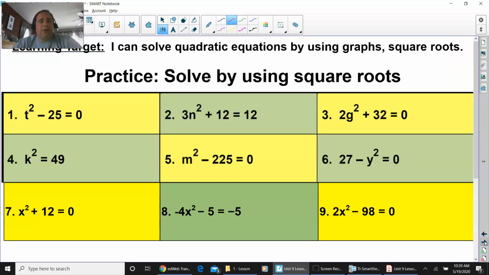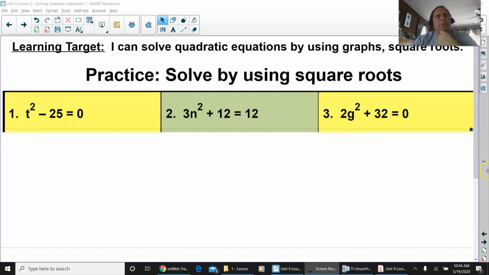All right, so we have all of these problems here that we have to practice solving by using square roots. We're going to do that together one by one, and we'll just work it out. Not using the calculator here. Maybe we could use the calculator to check to see if our answer is correct, but we're just going to use algebra to solve for the missing variable.